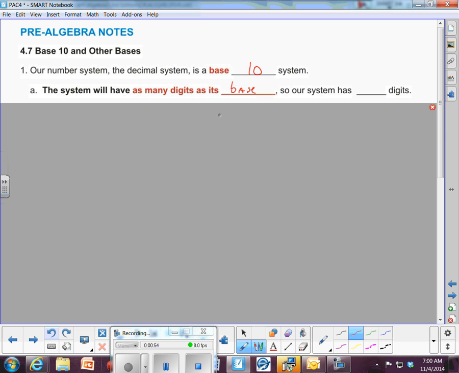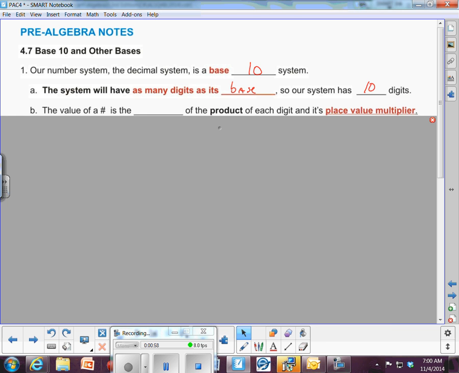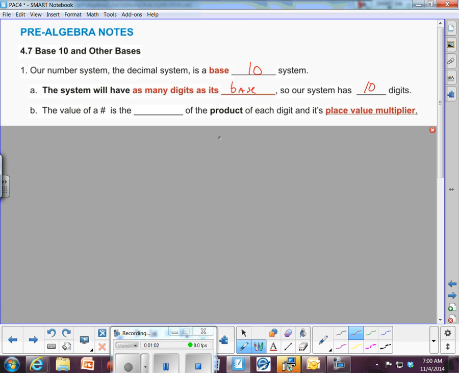So our system has how many digits? And of course, we all know that that's 10, right? Our system has 10 digits. If you were to write the digits, of course, you would write 0, 1, 2, 3, 4, 5, 6, 7, 8, 9. Right? We have 10 digits, the 0, and then the other 9 digits, a total of 10 digits.